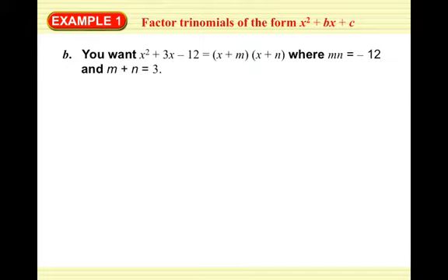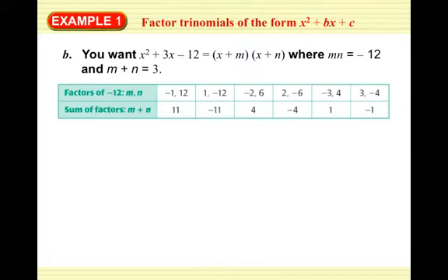Alright, so we want to do the same thing with x squared plus 3x minus 12, so we need m and n to equal negative 12 and m plus n to equal 3. So we write all the factor pairs for negative 12, which means we need one negative and one positive. So negative 1, positive 12, and then 1, negative 12. Negative 2, positive 6, positive 2, negative 6, negative 3, positive 4, 3, negative 4. And then we look at the sums, and we're looking for a sum of 3.